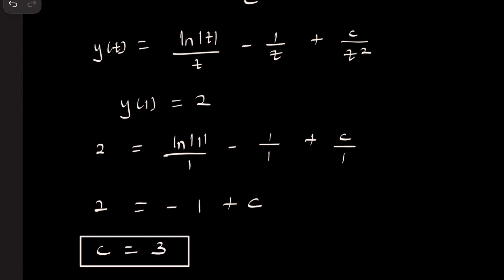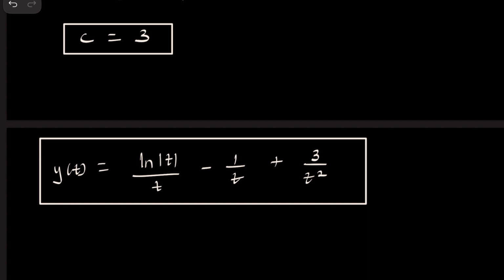So we substitute c = 3 into our general solution, and we are going to have our particular solution. And so our particular solution will be giving us y(t) = ln t/t − 1/t + 3/t².